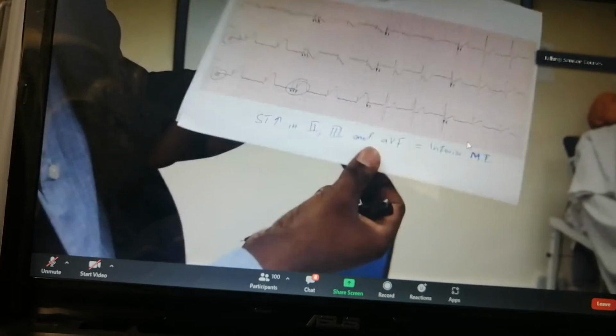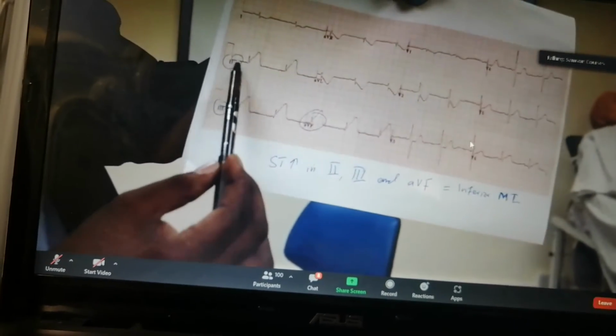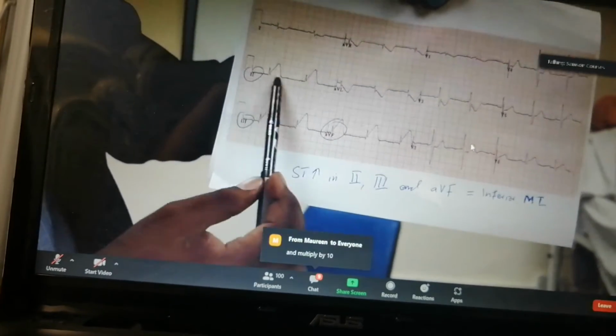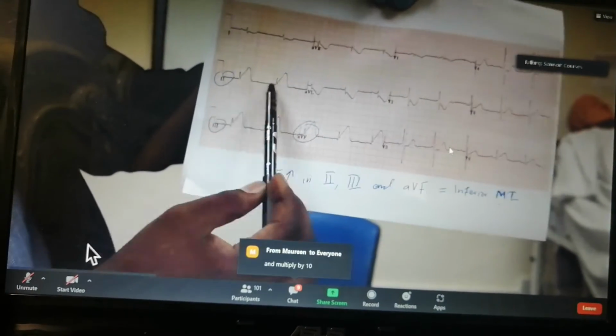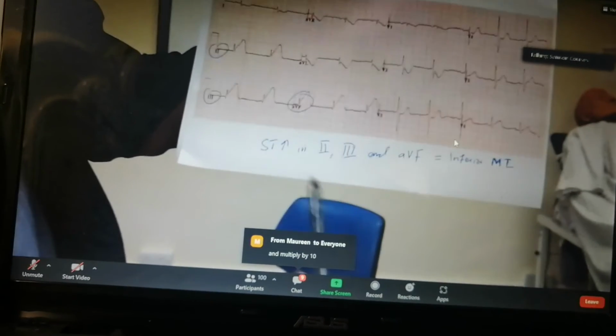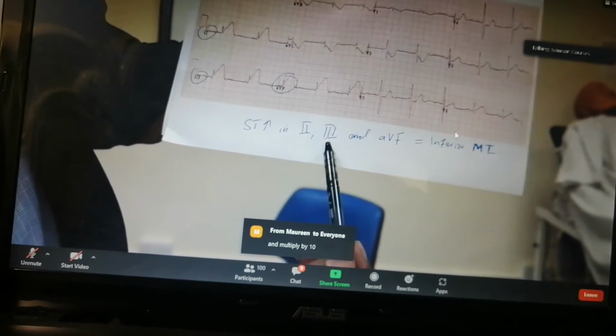So this one, again, an ST elevation, as you can see. Lead 2, there's ST elevation. Lead 3 and AVF, ST elevation. So ST elevation in lead 2, 3, and AVF is an inferior myocardial infarction.